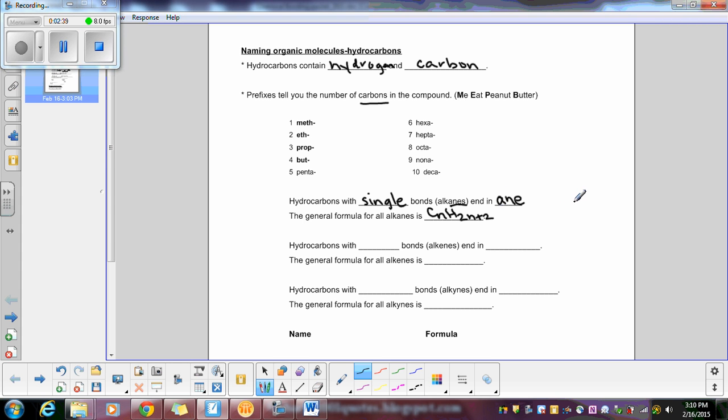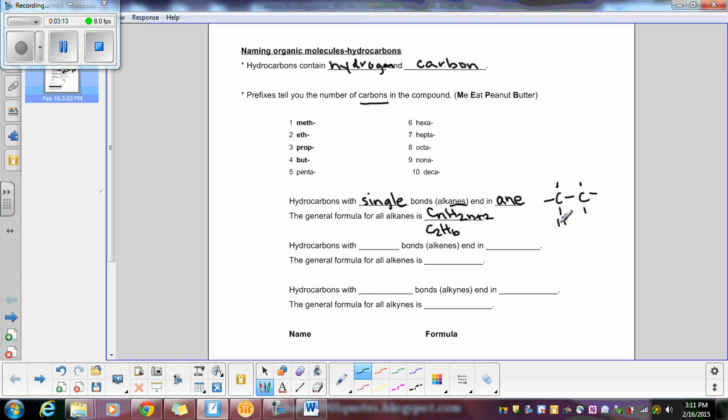Now let me show you why this is the case. If I draw the structural formula for ethane, eth tells me that I have 2 carbons, so I'm going to have a C2. The hydrogens are going to be 2 times 2, that came from the carbon, so 2 times 2 is 4, plus 2 more is 6. When I draw this, I have a carbon with a single bond to another carbon. And then each of these carbons is going to have 3 hydrogens on it.